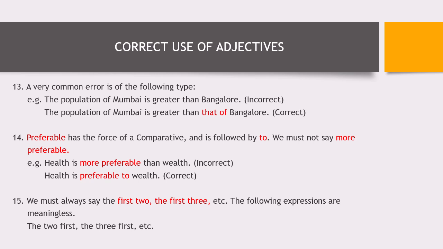Correct. 14. Preferable has the force of a comparative and is followed by to. We must not say more preferable. For example, health is more preferable than wealth. Incorrect. Health is preferable to wealth. Correct. 15. We must always say the first two, the first three, etc. The following expressions are meaningless. The two first, the three first, etc.